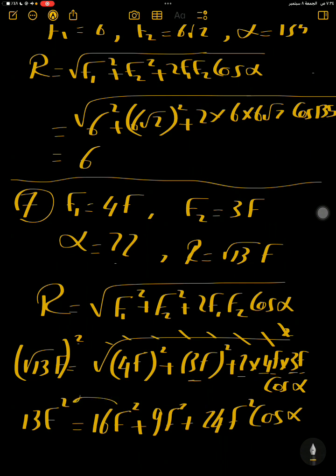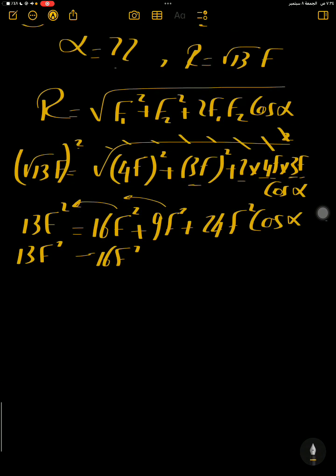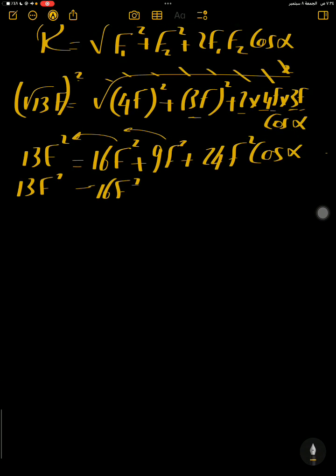Now we move these numbers to the other sides. We make 13 F power 2 minus 16 F power 2 minus 9 F power 2. All of this equal 24 F power 2 cosine alpha. You can cancel F power 2 from all sides.